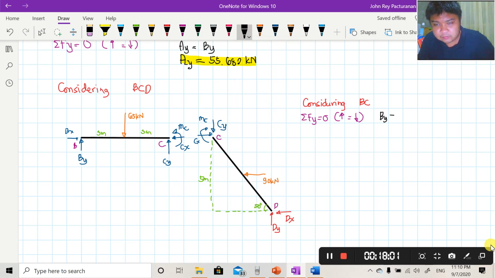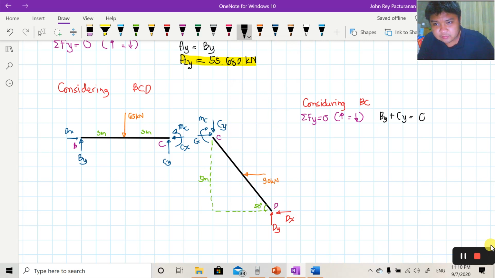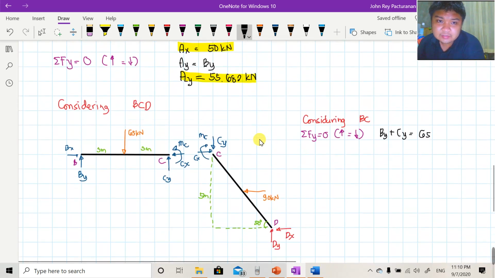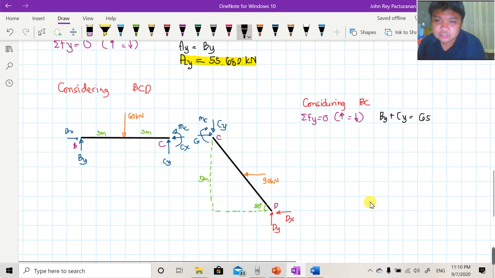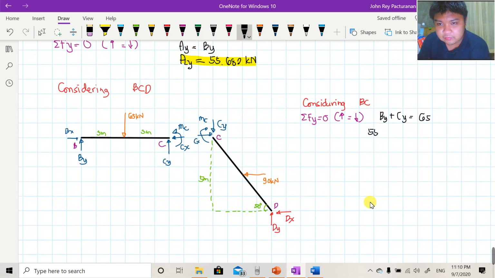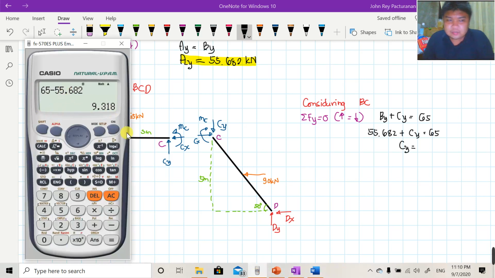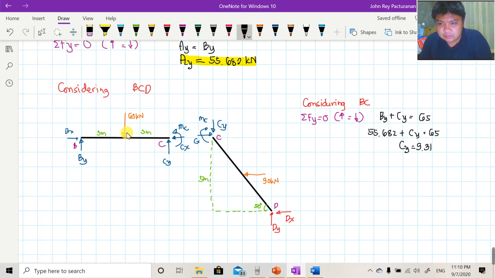So, BY plus CY, and that is equal to 65. But remember, we already calculated, class, the value of BY, and that is equal to 55.682. Tama ba? Yes, 55.682 siya. So, lagay natin as 55.682 plus CY is equal to 65. So, therefore, class, the value of CY here is equal to, simpleng subtraction lang yan, class, 9.318 kilonewtons. And yes, we already solved the value of CY.